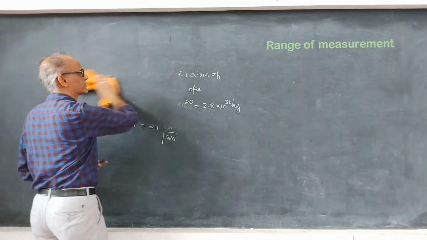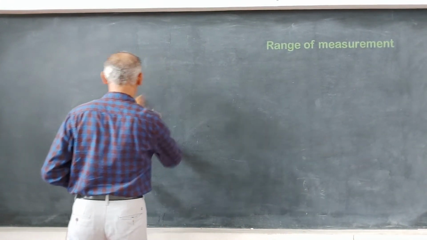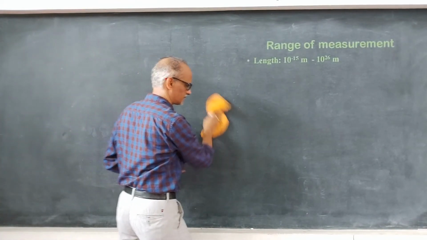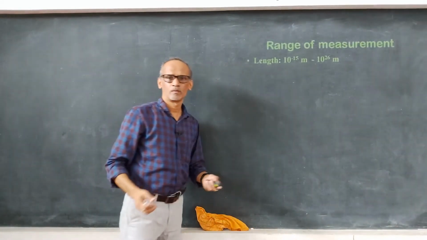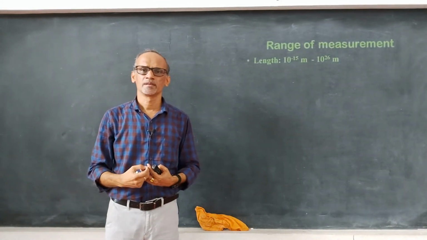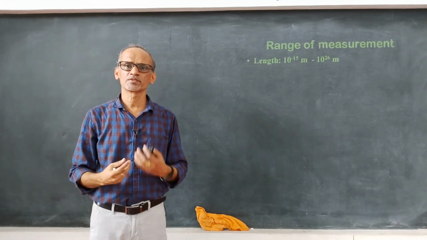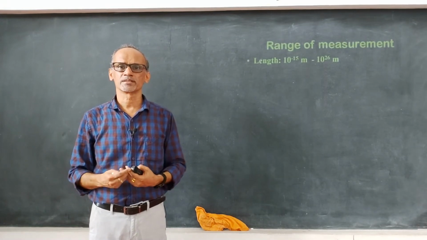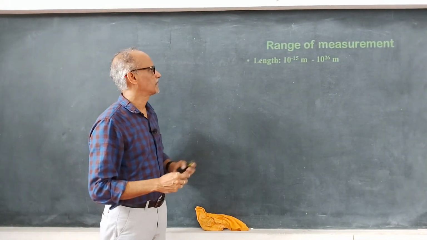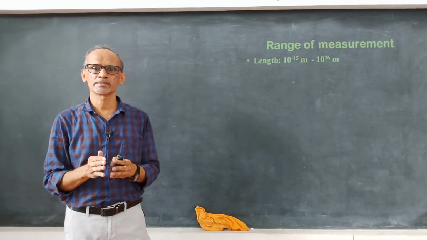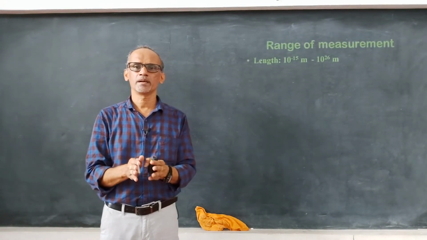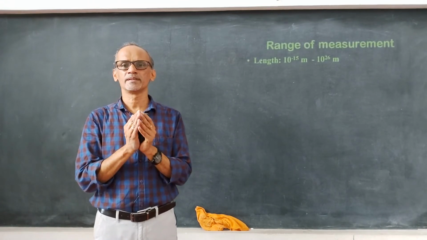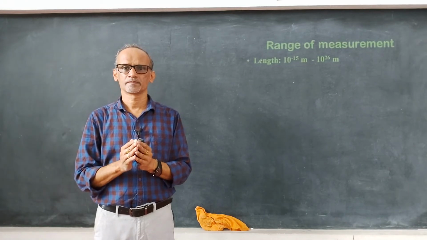The range of measurement. What do you mean by the range of measurement? Say in the case of the physical quantity length, what is the smallest measurement that we have successfully measured so far? The least value is 10 to the power minus 15 meter, that is the smallest measurement made by human beings so far.